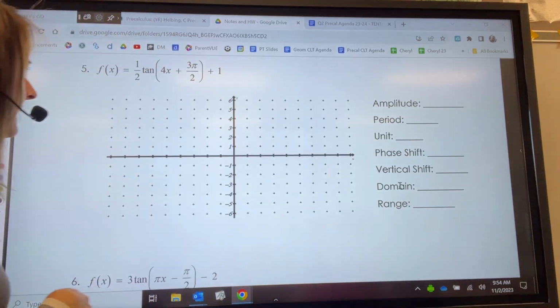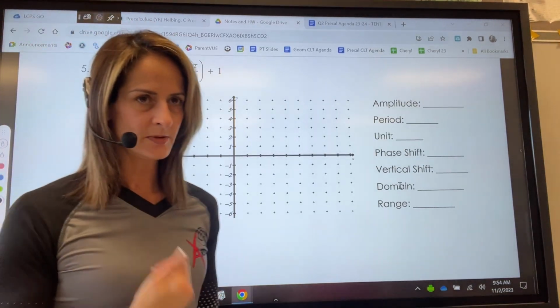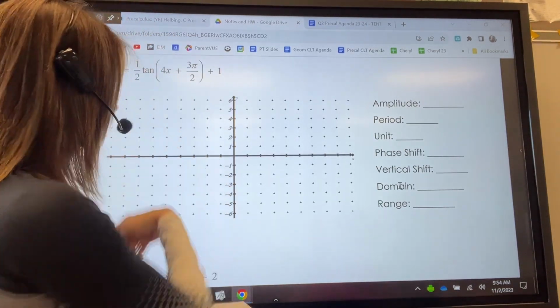So let's take a look at the amplitude. Amplitude is always going to be positive. In this case, amplitude is 1/2.